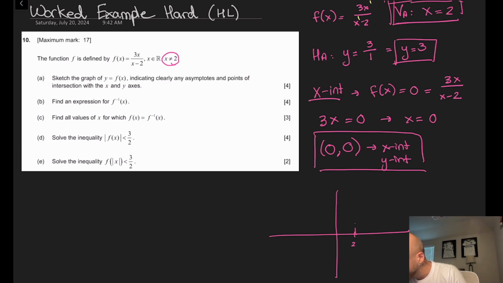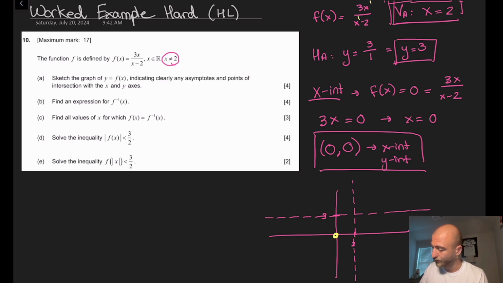And we denote the asymptotes with these little dotted lines usually. The vertical asymptote is in there. The horizontal asymptote happens at y is equal to 3. So I'm going to plug in 3 and add some dotted lines in there. And we also know that this curve must go through the point (0, 0). That's our x and y intercept.